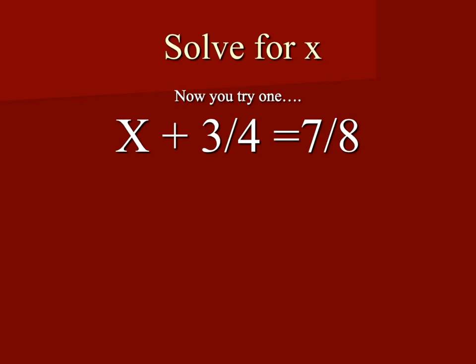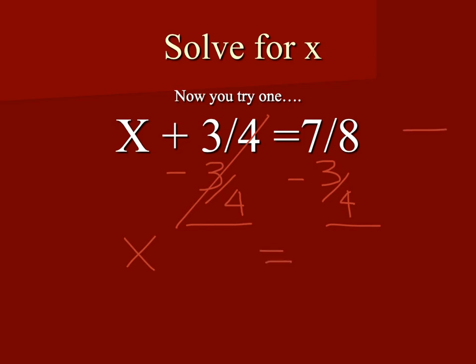You should have subtracted 3/4 on both sides. In order to do this, you would have to get a common denominator. 3/4 minus 3/4 is 0, causing that side to go away. On the right-hand side, my common denominator will be 8. The top fraction is not going to change. It's still 7/8. 3/4 will become 6/8. When I subtract that, I get 1/8.